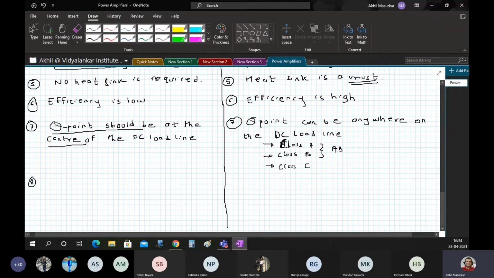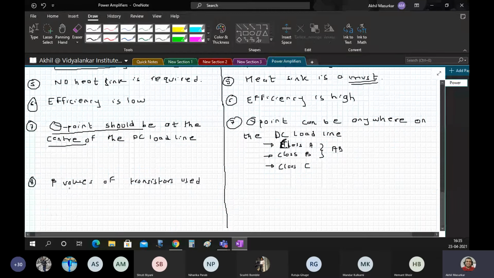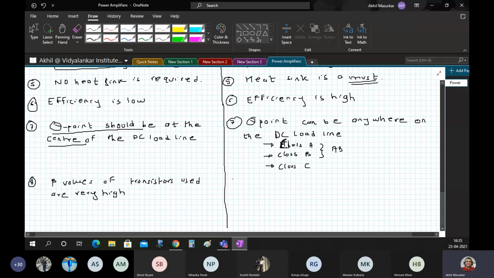Now, let's say the 8th point. Here, beta values of the transistors used are very high, and here beta values are comparatively lower. So if you want to choose a power transistor, it will have a very high rating, but it will have a very low value of beta. Beta values are comparatively lower.